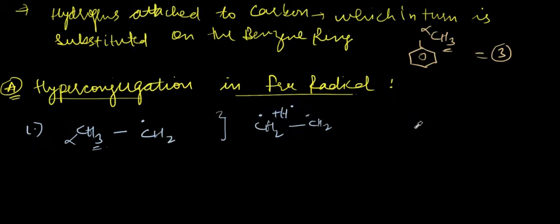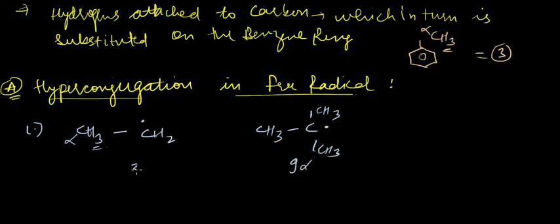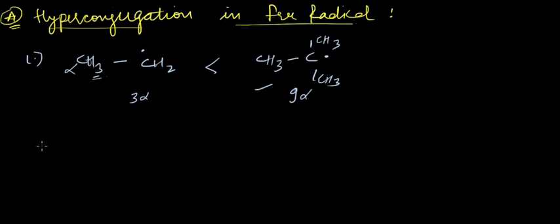Okay, so I hope you understand that the stability of a compound or a free radical is directly proportional to the number of alpha hydrogens it has. Let us compare the stability between this compound and this compound. As this compound has 9 alpha hydrogens and this only has 3, this compound is more stable than the first compound.